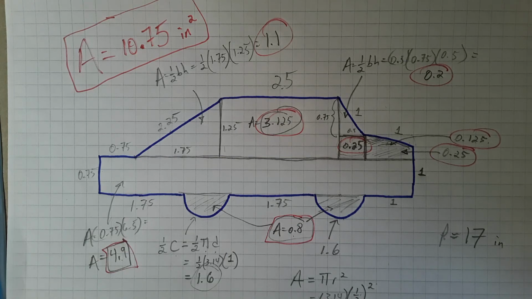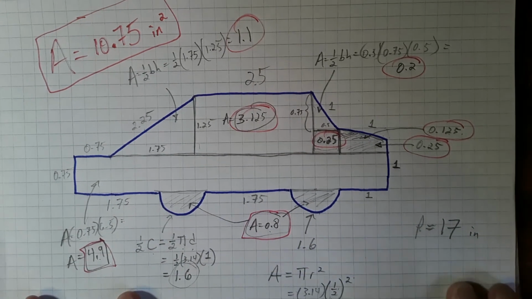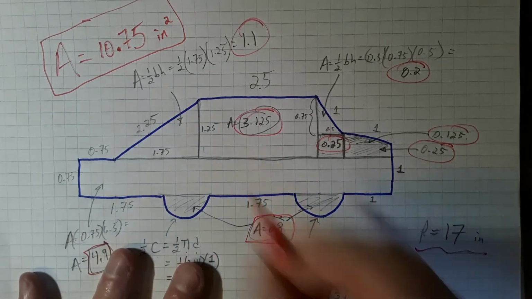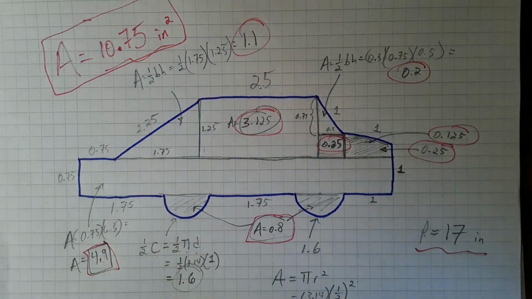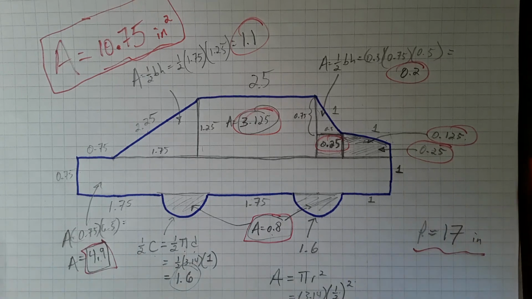There's my car. We have the perimeter and the area. So this is my calculation sheet. I'm going to pause the video here, and then I'm going to make a second sheet. So I'm going to stop.